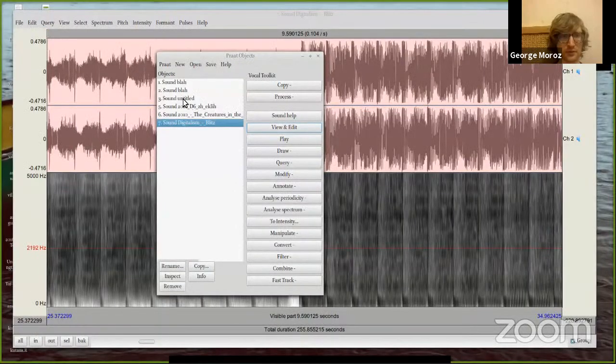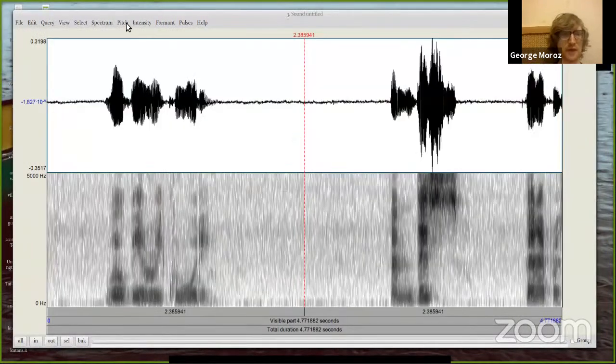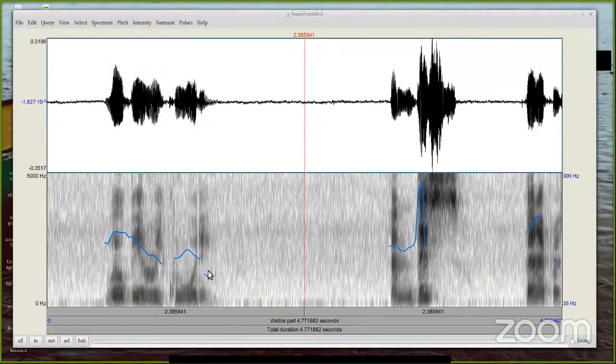For a moment, let's get back to this sound. And what you have is something like this. So these blue lines. Yes, yes. Don't worry, it's a pitch.